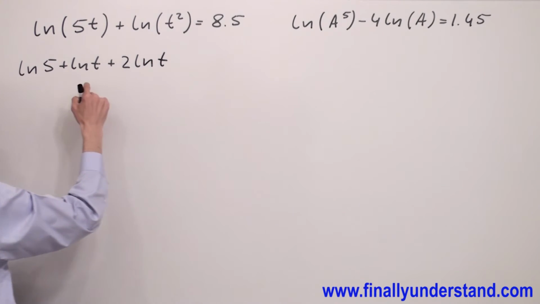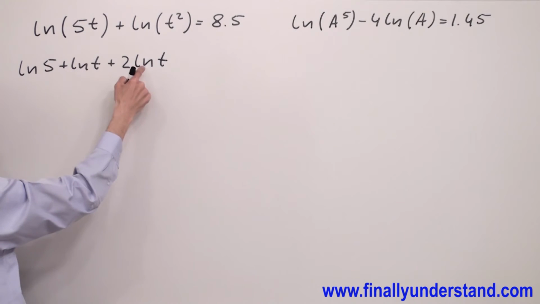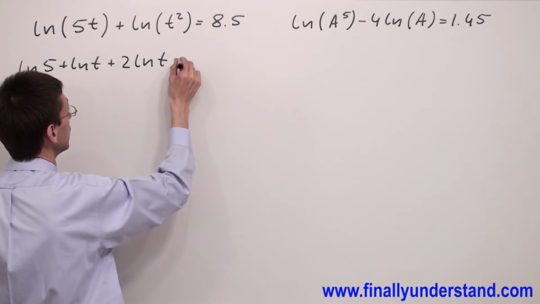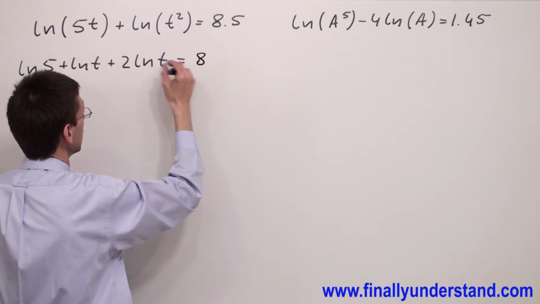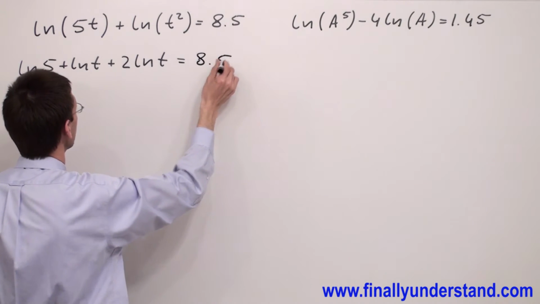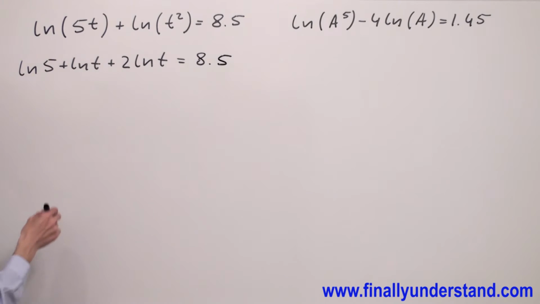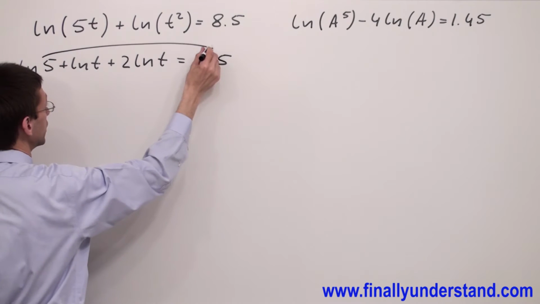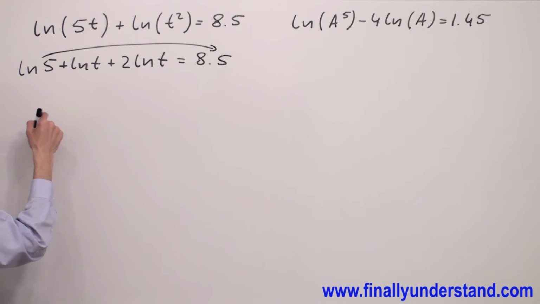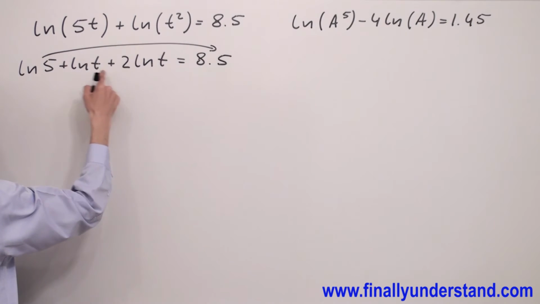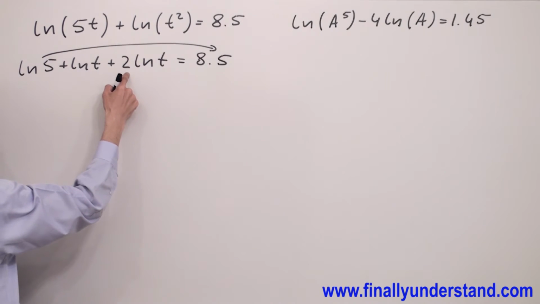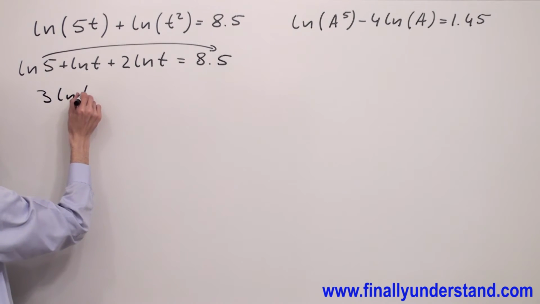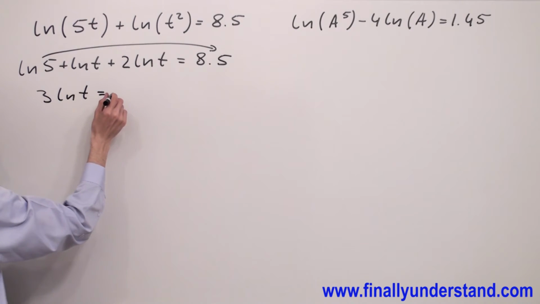Why did I do that? Because I have natural log of t and 2 natural log of t, so I have two like terms. I have the left side equal to 8.5. Next, I'm going to move my ln 5 to the right side because this is nothing else, just a number. I have the unknown over here. Natural log of t plus 2 natural log of t is 3 natural log of t.